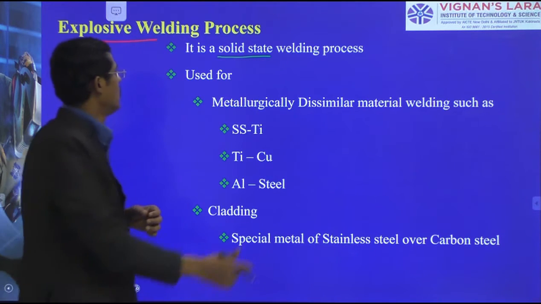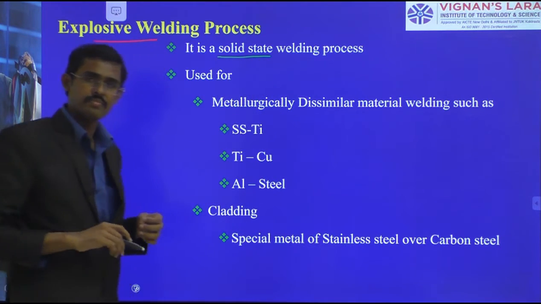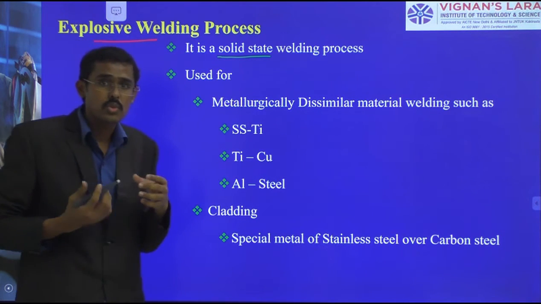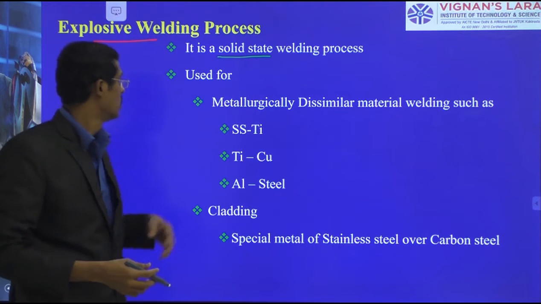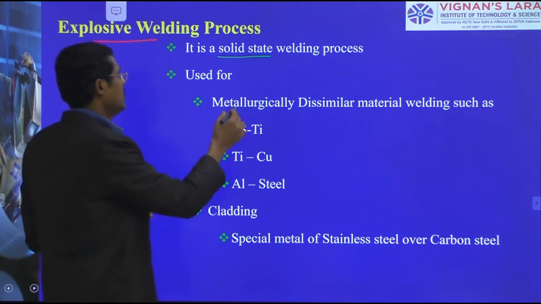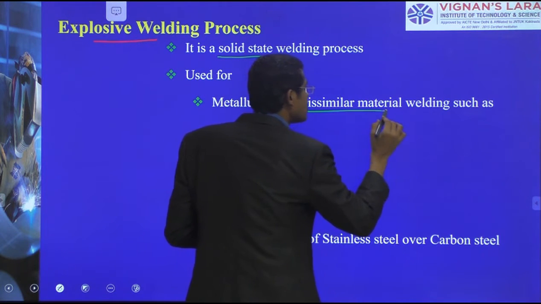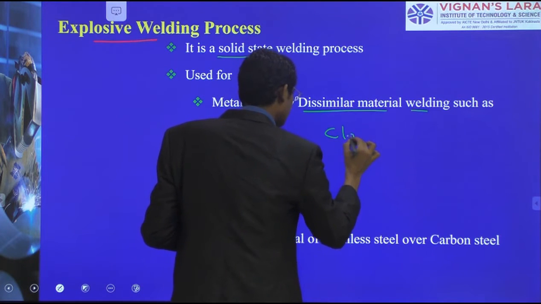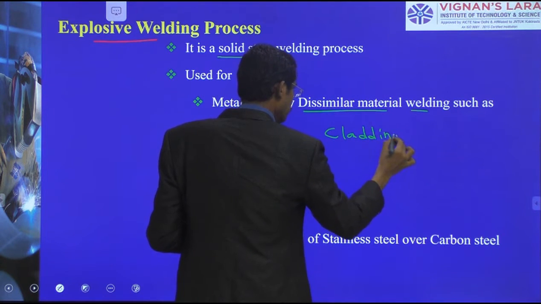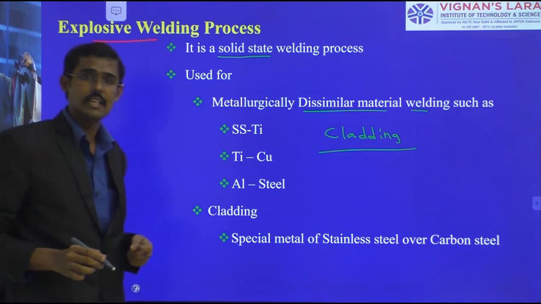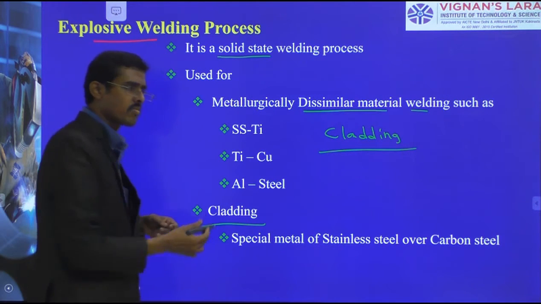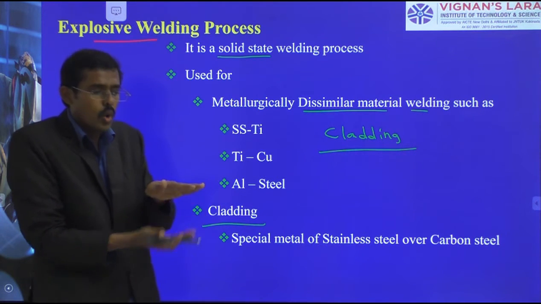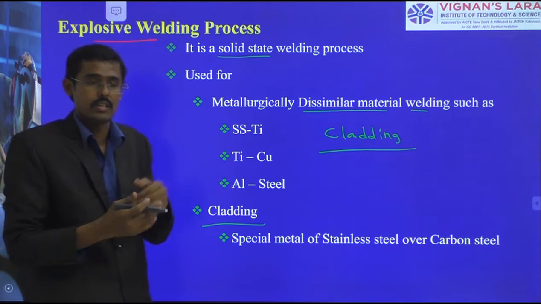How does it happen? Explosive is used for the heating purpose. That we know, the name says explosive. The heating source is explosive energy. It is used for welding metallurgically dissimilar materials. We can use it for cladding. The name cladding is given here. It means we want to attach one material over another. That is called cladding treatment.